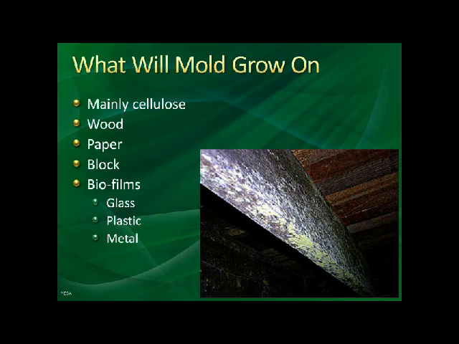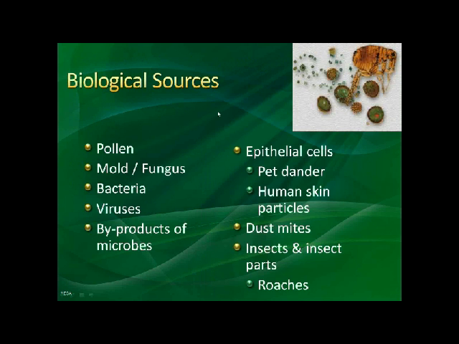It'll grow on biological sources, pollens that are in there. Mold will grow on itself. It'll grow on bacteria and viruses. It'll grow on the byproducts of everything: pet dander, human skin. As dust mites die, mold will grow on that to break them down.